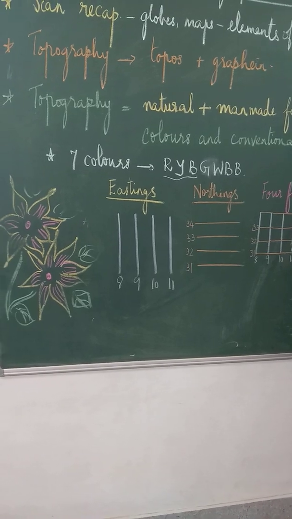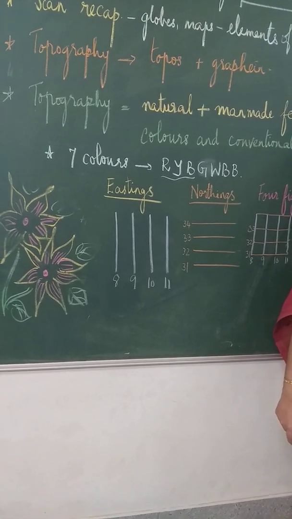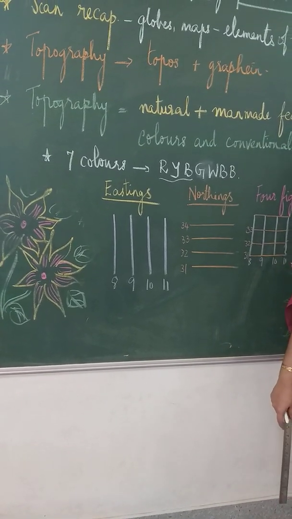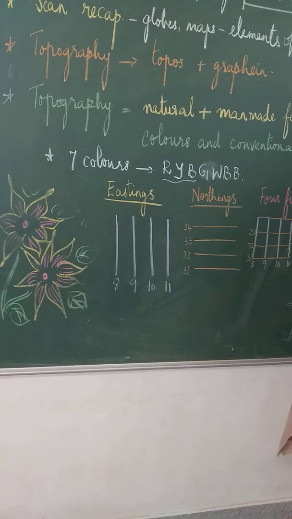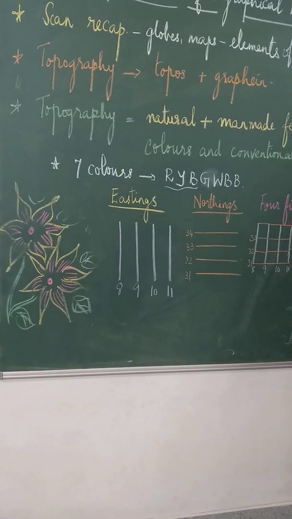Next we go on to the remaining part of maps, which are the elements. So I've already told you about the colors. Now we go on to what else are the special features of maps, and these are in the form of the title of the map.